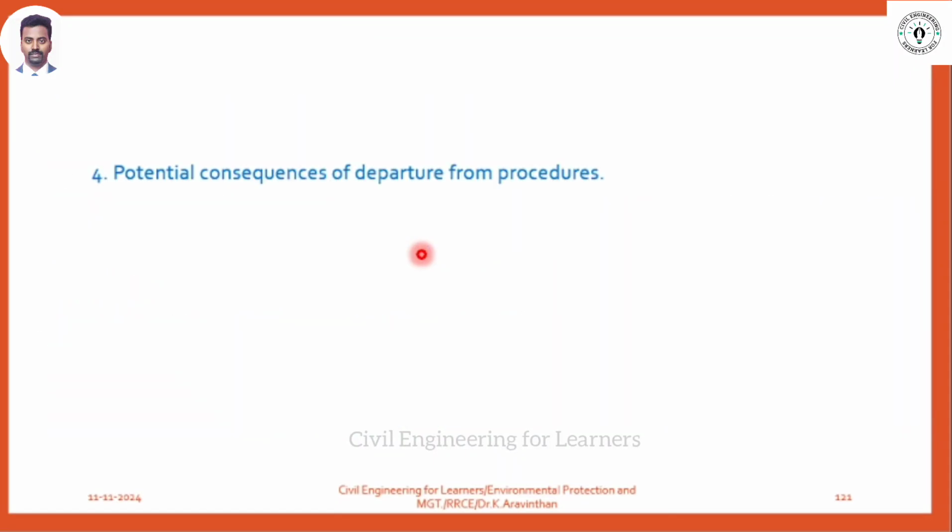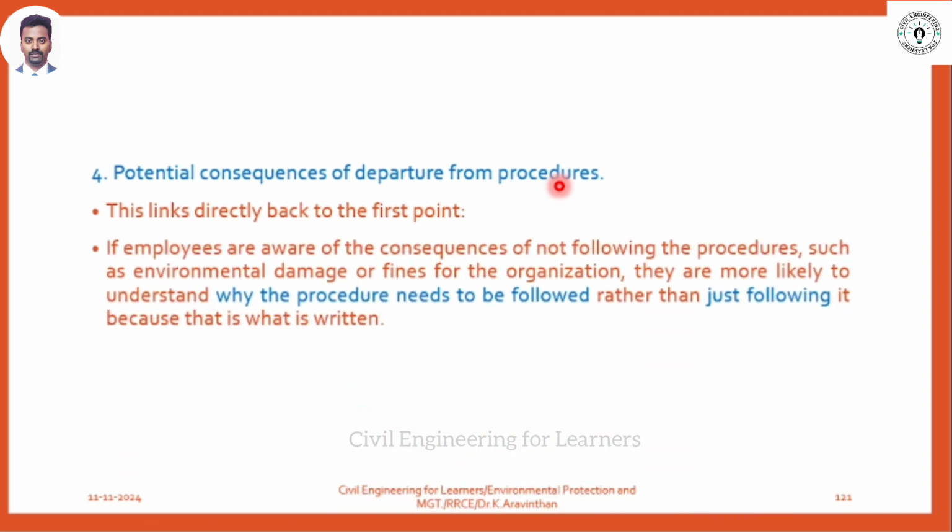The potential consequence of departure from procedures. What if the employee goes wrong apart from their duty? If he has been given the duty, imagine the pH level should be 7. If any employee has discharged the effluent outside at pH 12, what consequences does he have to face, or what procedures will be followed? This will be created as an awareness in an organization. The potential consequence of departure from procedures. If the procedure is not followed, it will be given as an awareness for the employee.